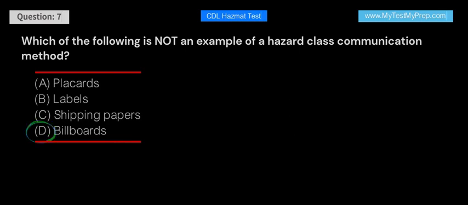Answer: D. Billboards are not a hazard class communication method. Placards, labels, and shipping papers are all used to communicate information about the hazardous materials being transported. Which of the following hazard classes includes materials that pose a health hazard upon inhalation or contact with skin? A. Class 6.1. B. Class 5.1. C. Class 8. D. Class 9.